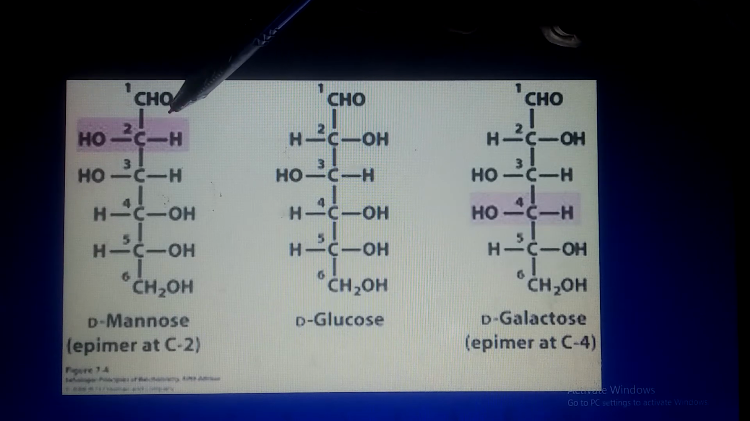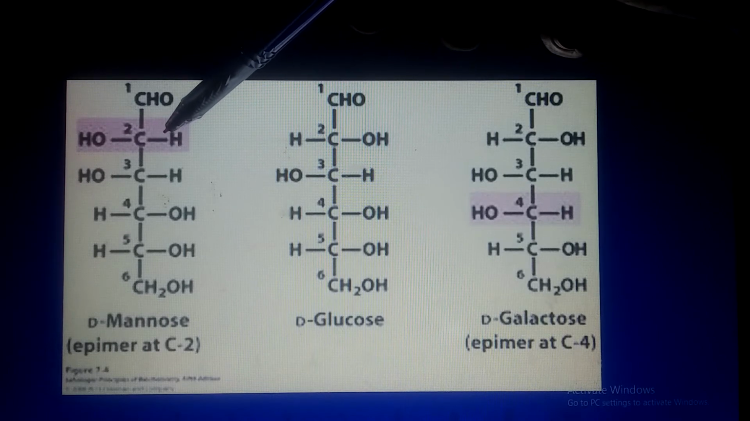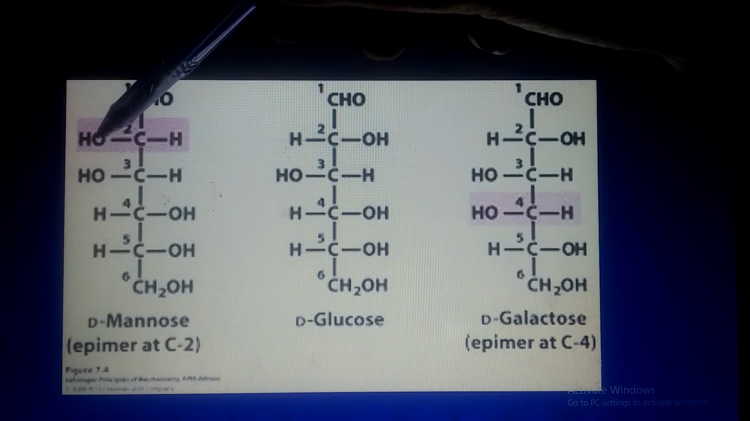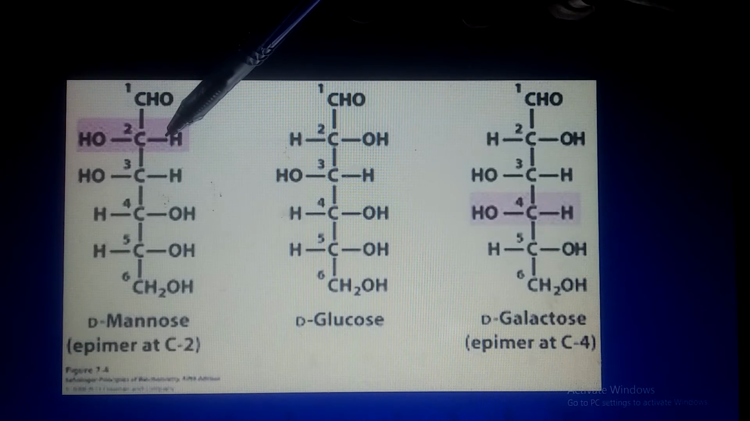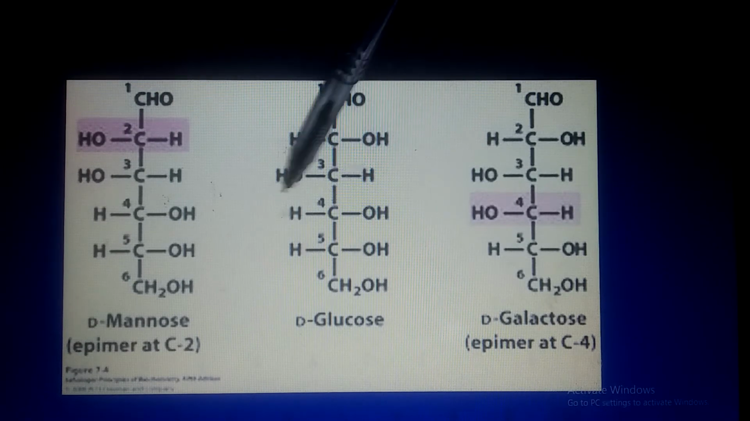Similarly, you can see here mannose. Mannose is different at carbon number 2 from glucose. You can see here hydroxyl is present on the left side, and in glucose hydrogen is present on the left side. So at carbon 2 they are different. Is it clear? The concept of epimer is clear now.